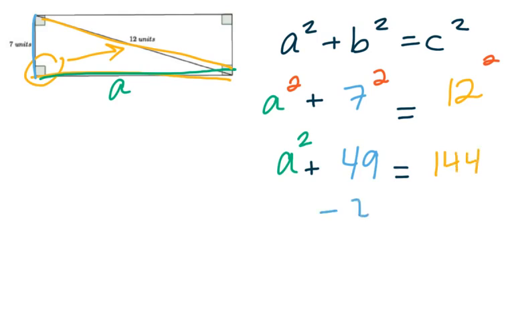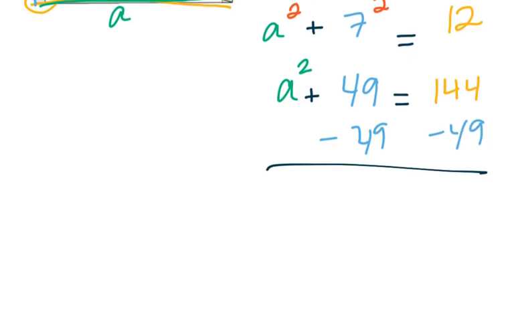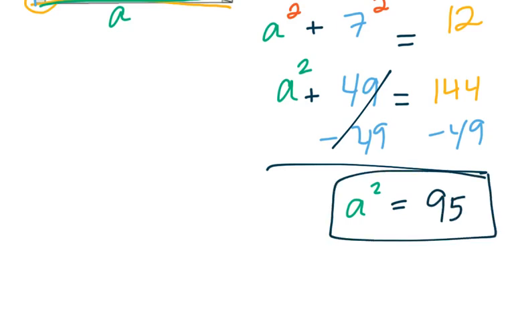From here, I'm going to subtract the 49 on each side, and when you do, on the left-hand side, you're left with a squared, and on the right-hand side, you're left with 95. This is as far as you can go in this problem. You don't know yet how to find the square root of a value that's not a perfect square, so there's no more work for us right now.